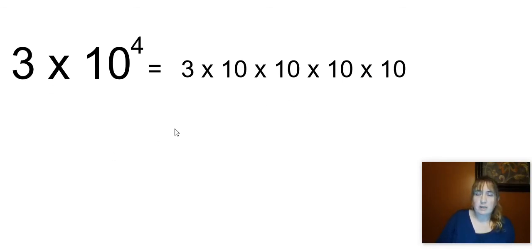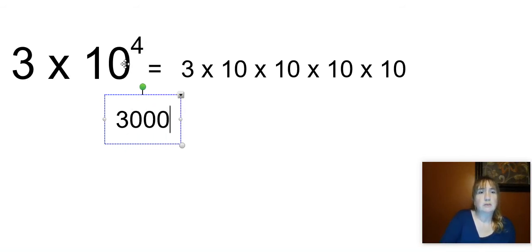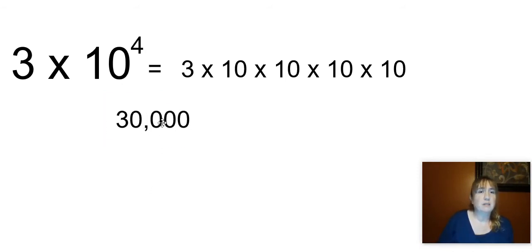Now, if I wanted to write this in standard form, what I normally do is I look at this as 3 times 1. Well, that would be 3. And how many zeros would I need? I would still need 4 zeros. 1, 2, 3, 4. And then once again, we're going to put our comma in at the end. So our answer would be 30,000.